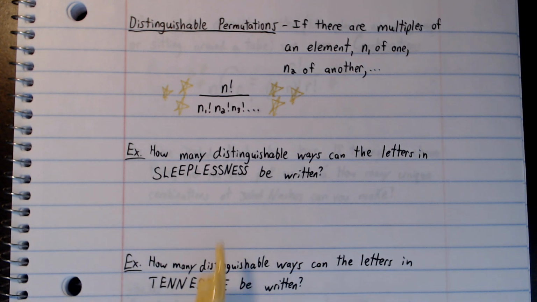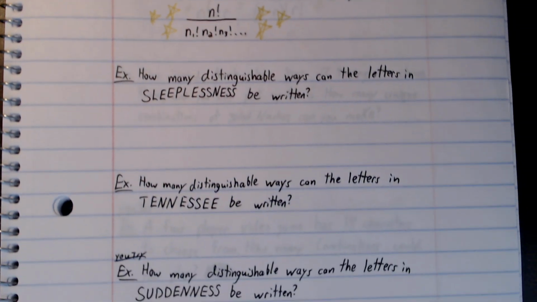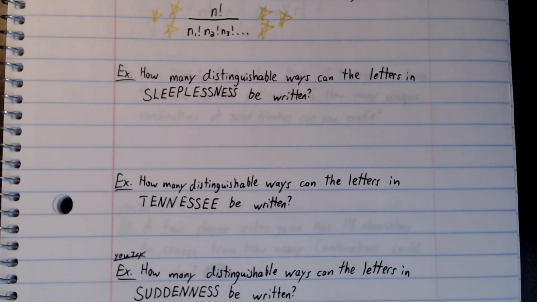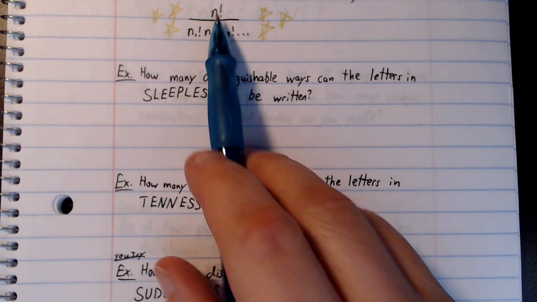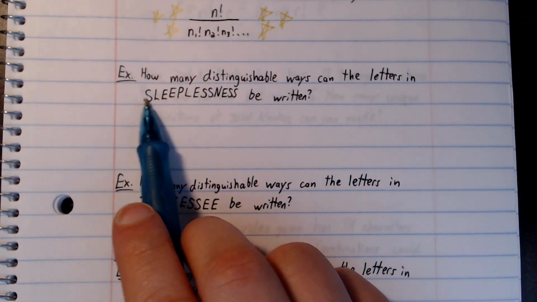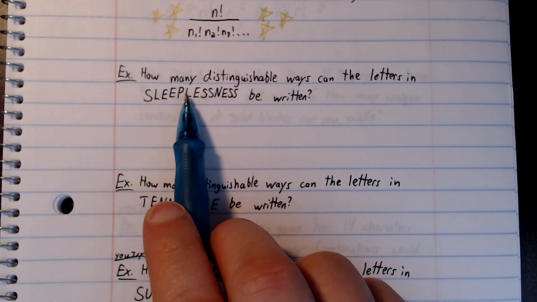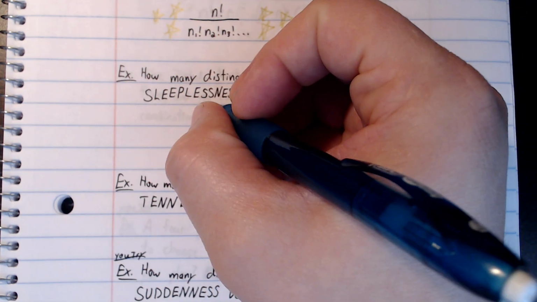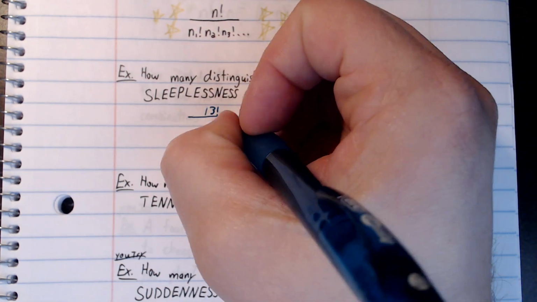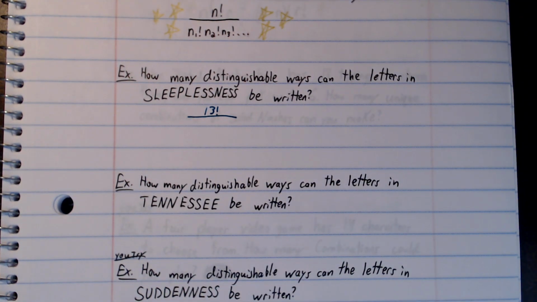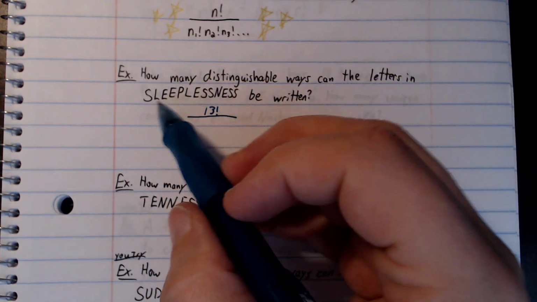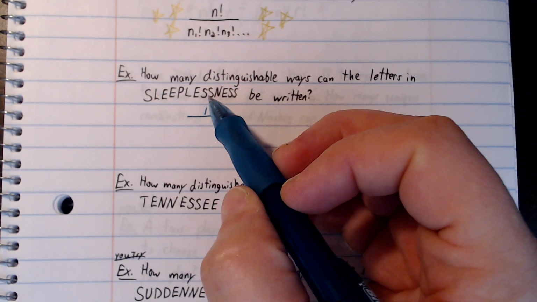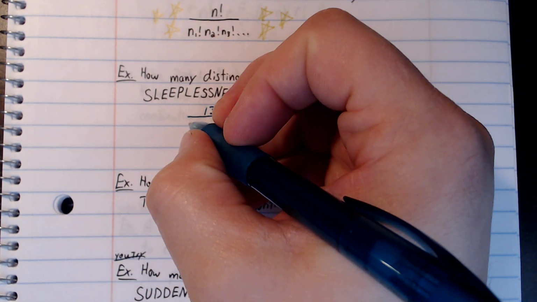So we're going to do it with these couple of examples here. You want to write them down real quick. So this is how it works. We're going to count up the number of letters altogether. That'll be our top, our numerator. So there's 1, 2, 3, 4, 5, 6, 7, 8, 9, 10, 11, 12, 13 letters altogether in the word sleeplessness. All right, as far as S's, there's 1, 2, 3, 4, 5.